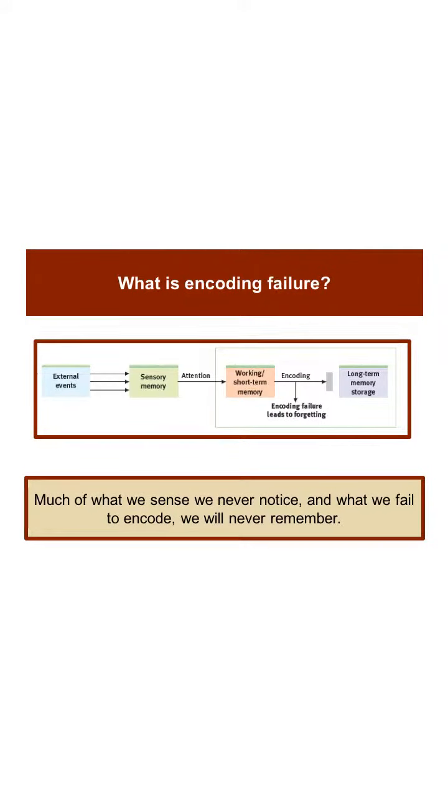Encoding failure might be too obvious, so it's pretty simple. It might be too simple to be true. But failing to encode information is a reason for forgetting, and it's basically because the information was never there. We might perceive that we had it in our short-term and then long-term memory, but it never entered either, meaning it lacked effortful processing. So if we look at the graph we have here, information went into our sensory memory, but we did not pay attention to it. Therefore, it never entered our long-term memory. And this is encoding failure.